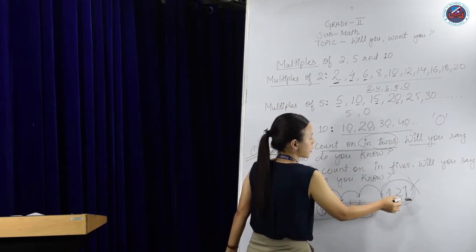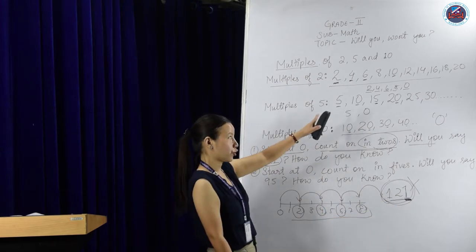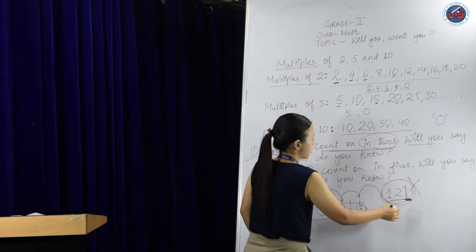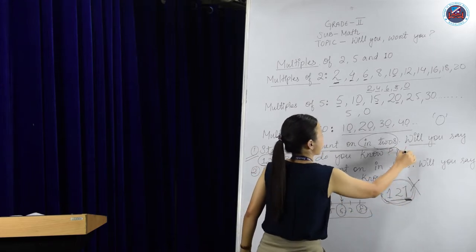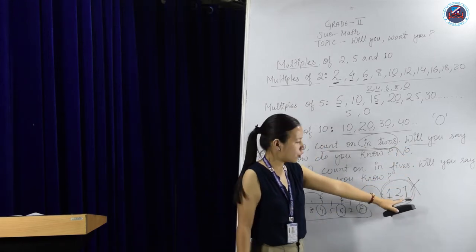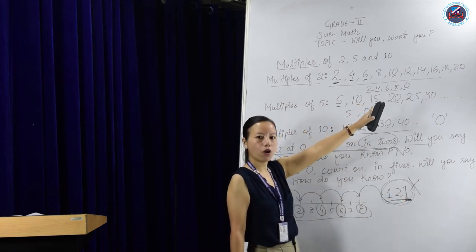Since this number 121 ends in 1, not in 2, 4, 6, 8, or 0, your answer is no. Why? Because to be a multiple of 2, your one space or your number should end in 2, 4, 6, 8, or 0.